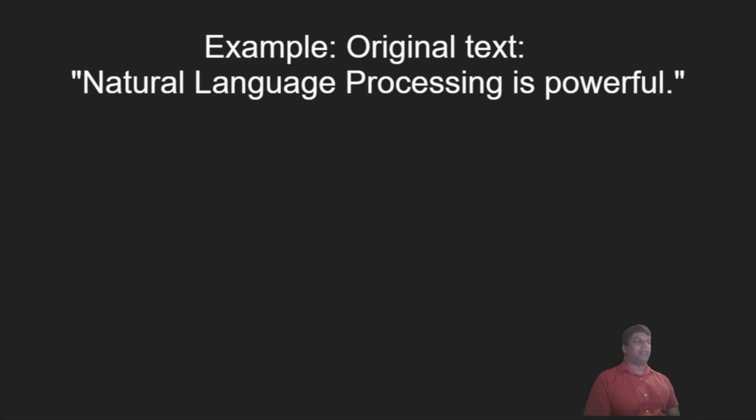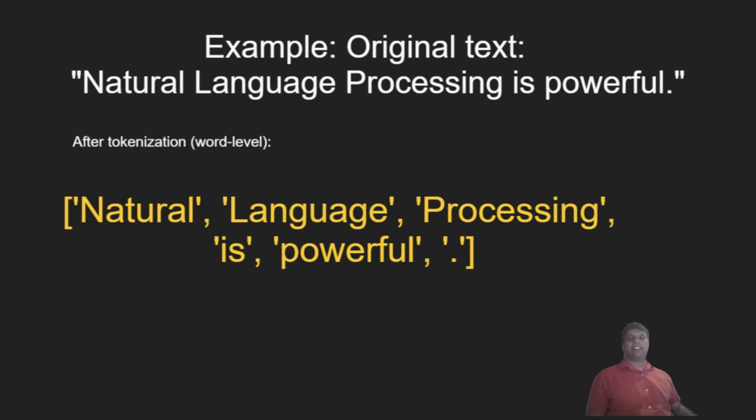Okay, let's take the example of a simple sentence from any text. So I just put one example: natural language processing is powerful. Guess how we can convert it into tokens. Please do it yourself first and let's see. Yes, so here is the answer. After tokenization, the word level would be: natural, language, processing, is, powerful, dot.